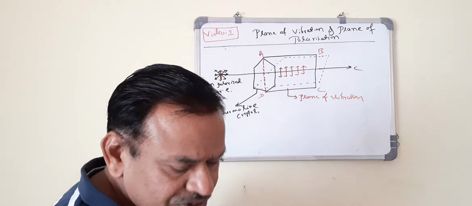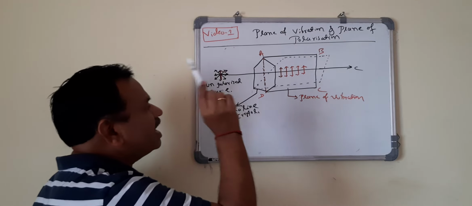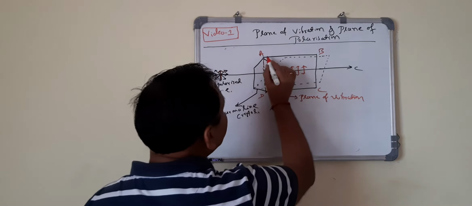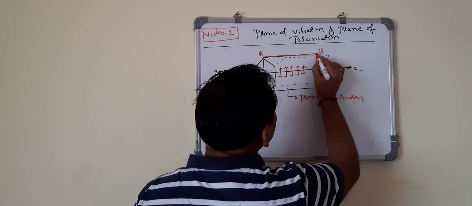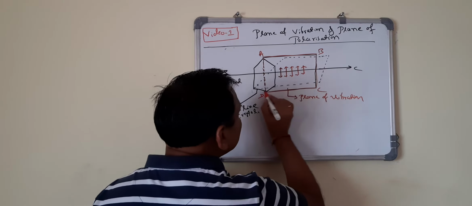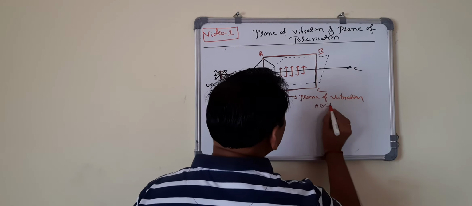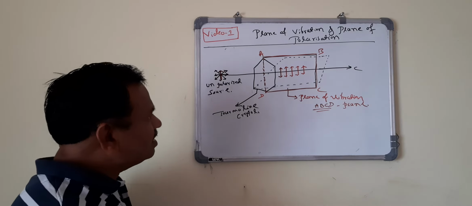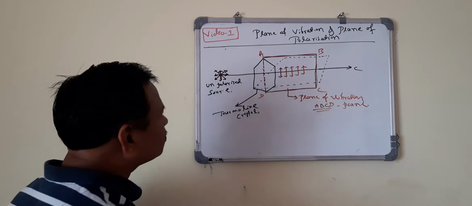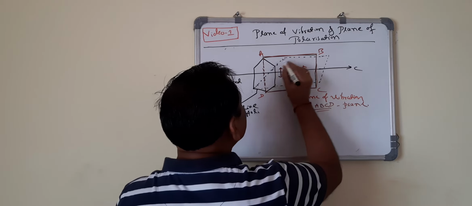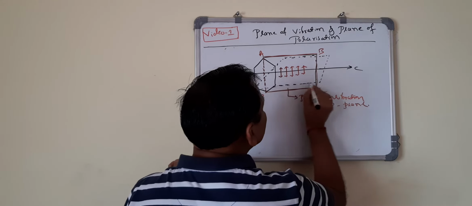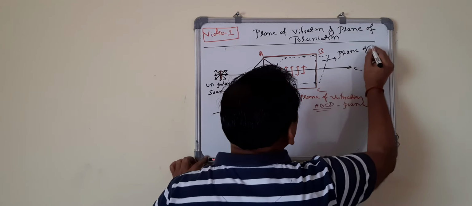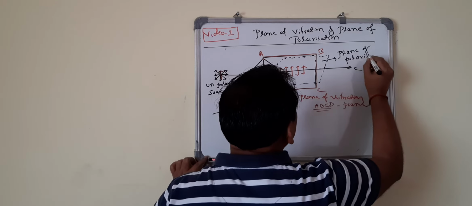The plane in which the light vibrates is called the plane of vibration. It is represented by A, B, C, D, which is a plane. And this dotted line I drew now is called the plane of polarization. That is plane of polarization.